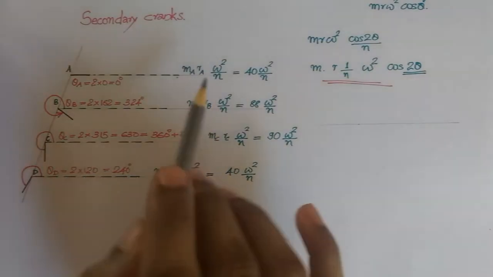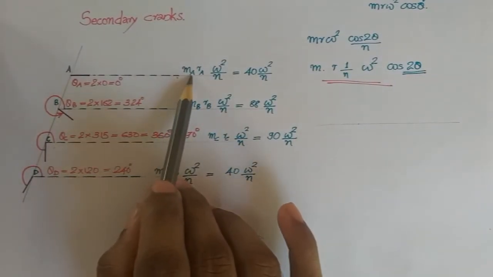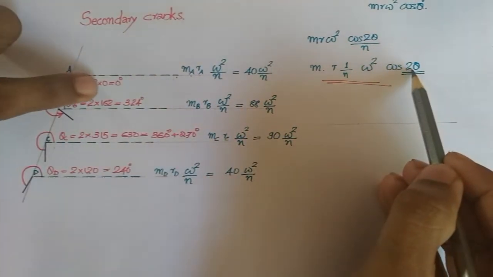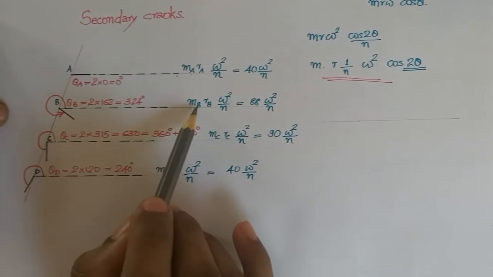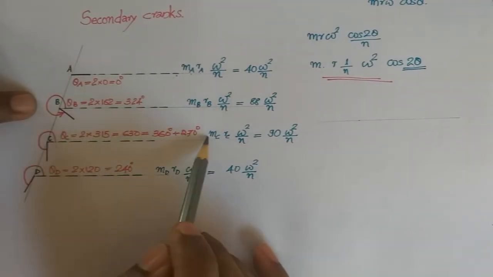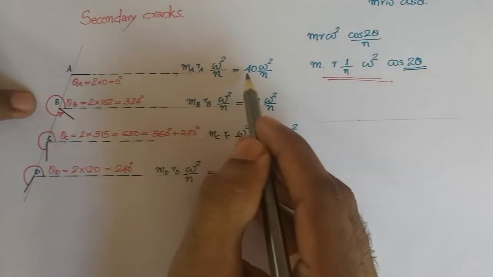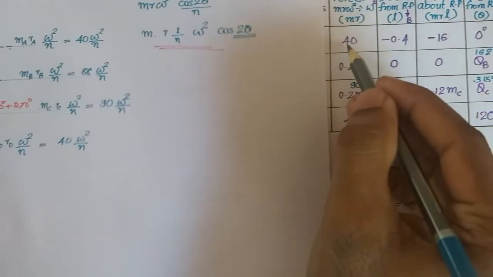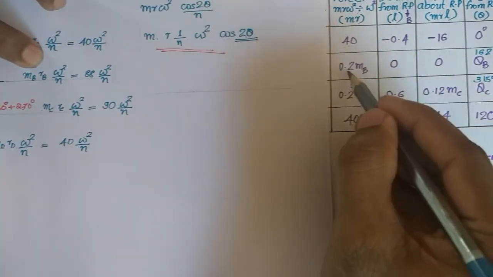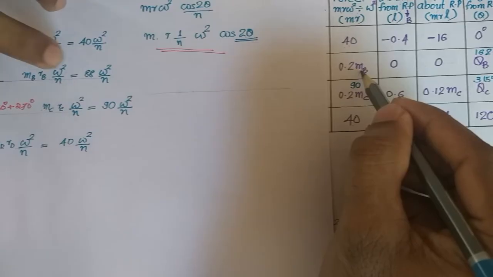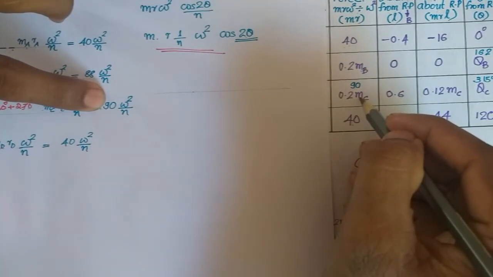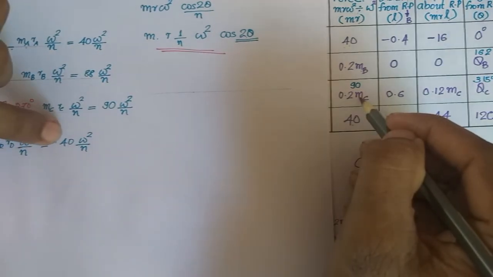So here for the first cylinder, secondary unbalanced force will be MA into omega square by n at 2 theta, that is 0 degree. For this one, MBRB omega square by n at 324 degree, and similarly these values we can obtain. MA is 40, that you can obtain from this table, 40 into omega square by n. MBRB is 0.2 into that solved value, 88 you will be getting. MCRC will be 0.2 into MC, that is 90 omega square by n. MDRD is 40 omega square by n.